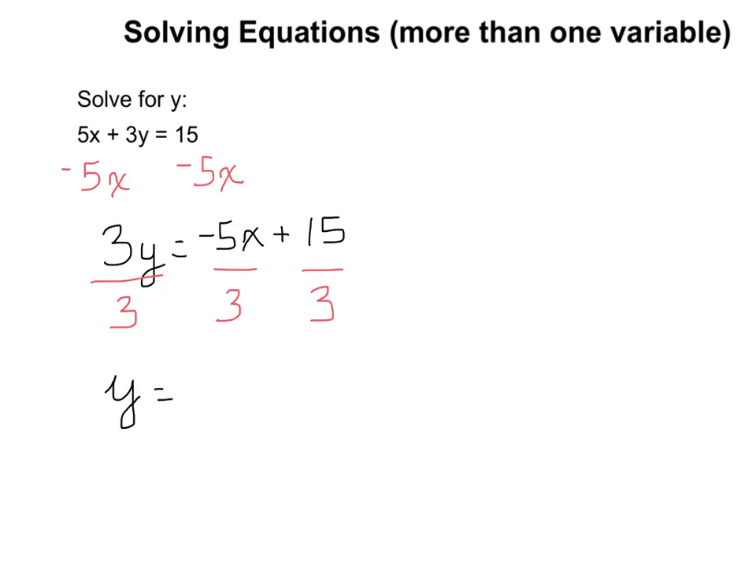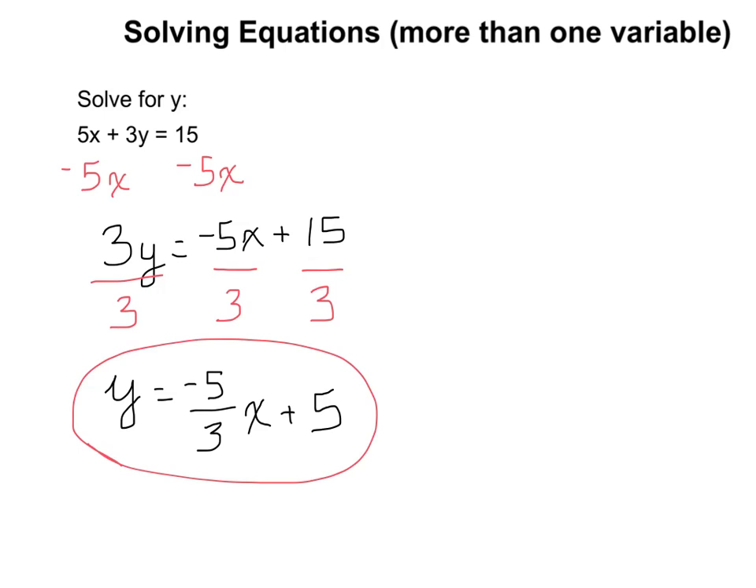Negative 5x divided by 3 cannot be simplified. Therefore, we're just going to write negative 5/3 times x, and then 15 divided by 3 gives us a positive 5. We do not get a single value for the variable y. Instead, we have an expression, but we have completed the task at which we were asked to do. They simply wanted us to solve for y. Here, y is equal to negative 5/3 x plus 5.